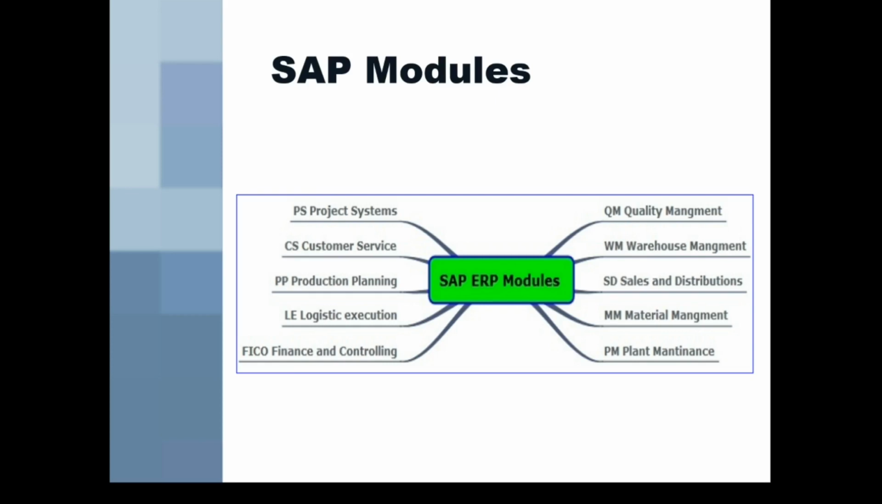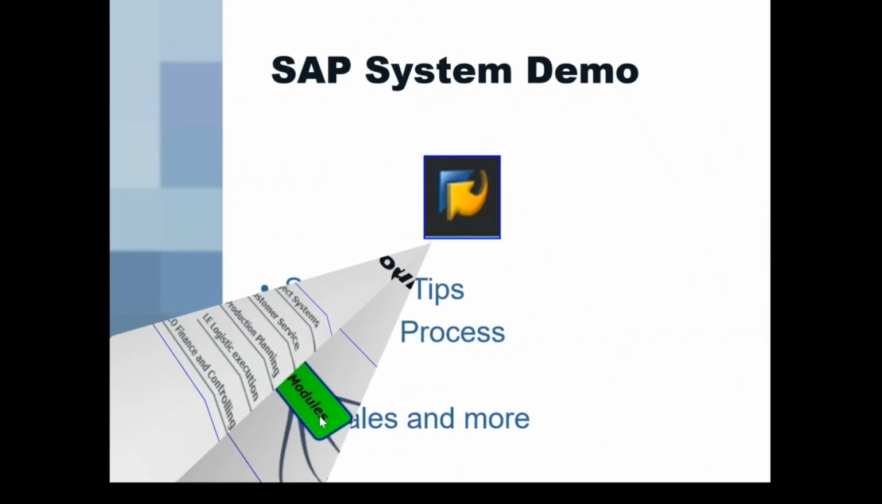If you remember those, that is good. If you do not remember all of them, that is fine, but the major ones are MM, SD, WM, FICO, LE for logistics execution, PP, and plant maintenance. So thank you very much. Let's get to the next slide.